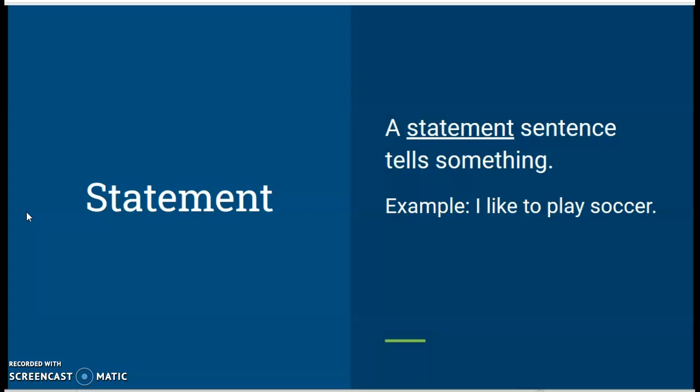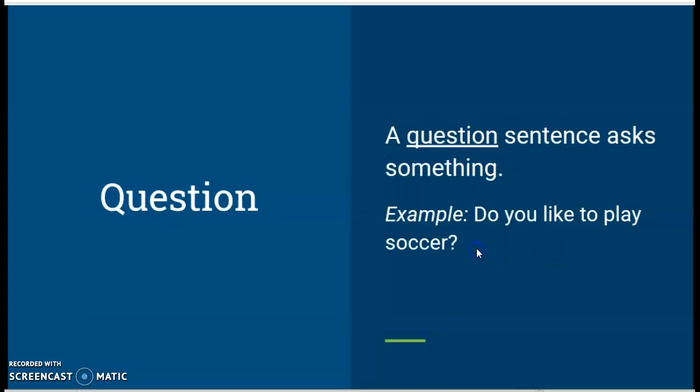Okay, so let's start talking about our 4 different types of sentences. The first one we're going to talk about is a statement sentence. A statement sentence tells something. For example, I like to play soccer. That is a statement sentence because it's telling someone that somebody likes to play soccer.